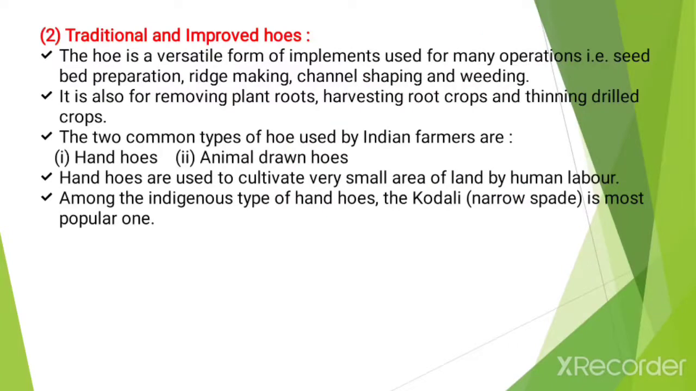Then traditional and improved hoes. The hoe is a versatile implement used for many operations like seedbed preparation, ridge making, channel shaping and weeding. It is also used for removing plant roots, harvesting root crops, and thinning drilled crops. There are two common types of hoes used by Indian farmers: first, hand hoes, and second, animal drawn hoes.